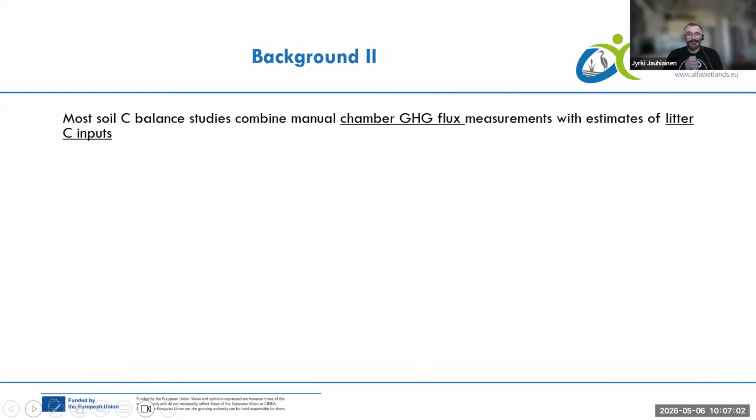Okay, next slide, please. Most of the common studies made on soil carbon balance are being made by chamber greenhouse gas flux measurements combined with the litter carbon inputs. And here it's because these sites are often remote and there are no advanced eddy covariance and other technologies available, and those are very expensive. So cheaper methods are being used.